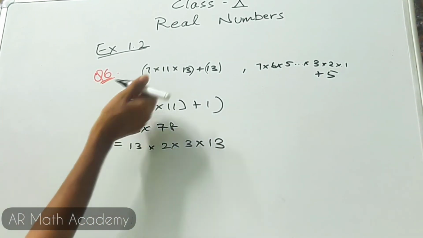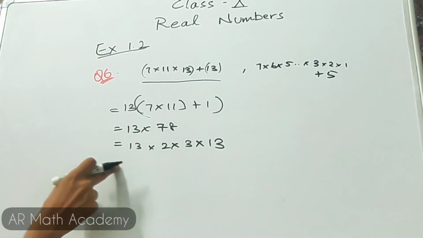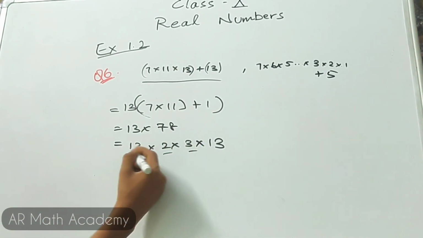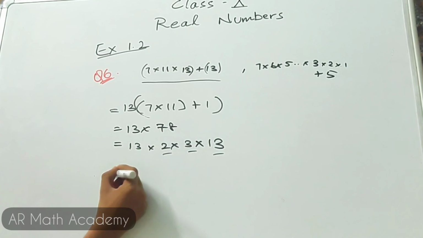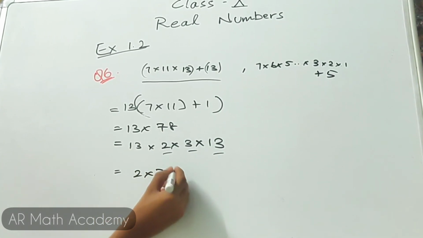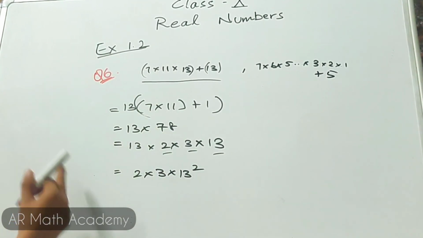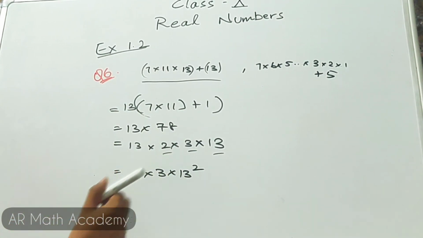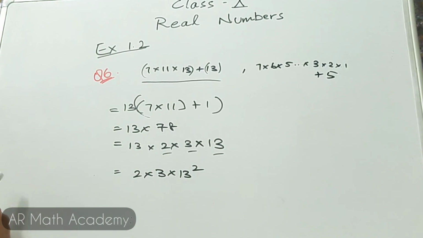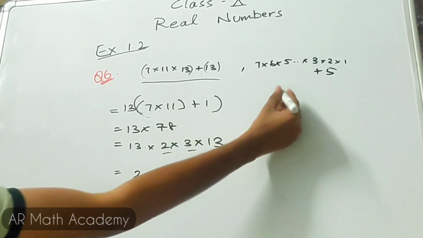Now you can see that this same number can be written as a product of primes: 2 times 3 times 13 times 13. All these numbers are prime numbers. So 2 times 3 times 13 squared. So the given number can be written as a product of primes. That is why the given number is a composite number.